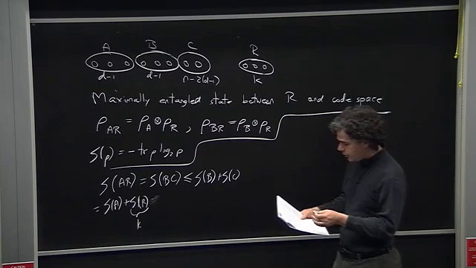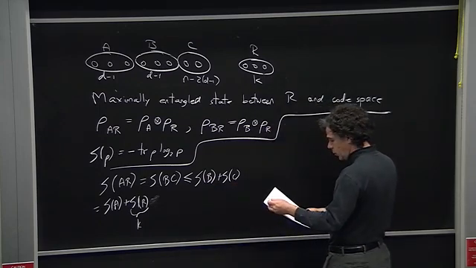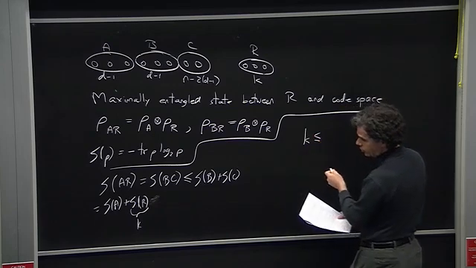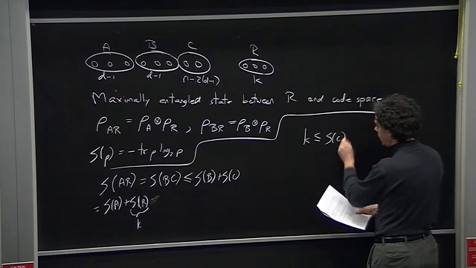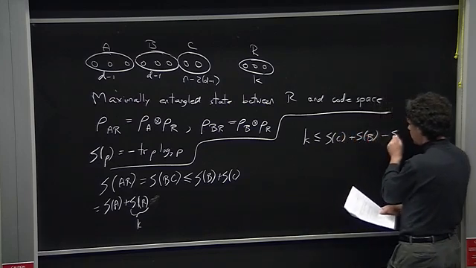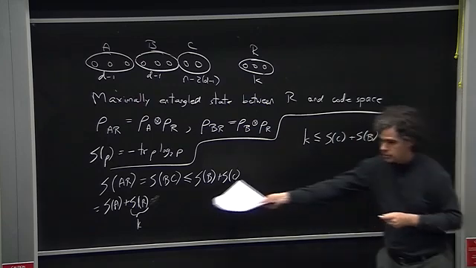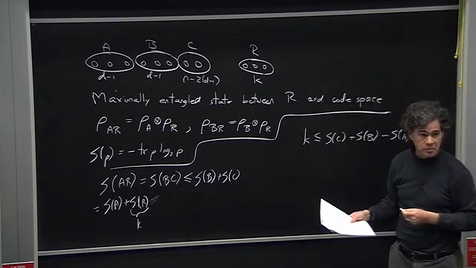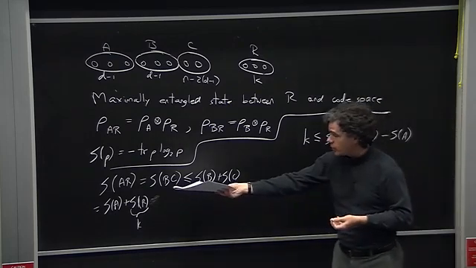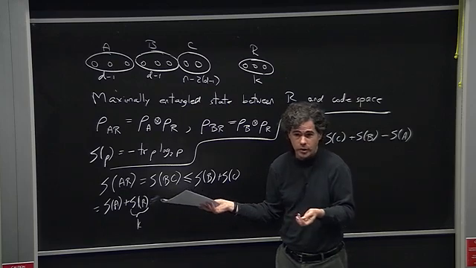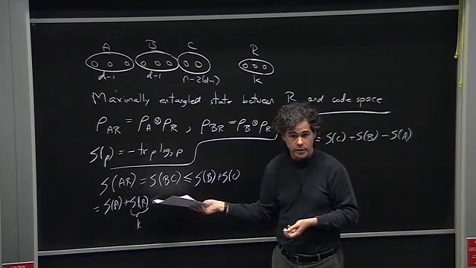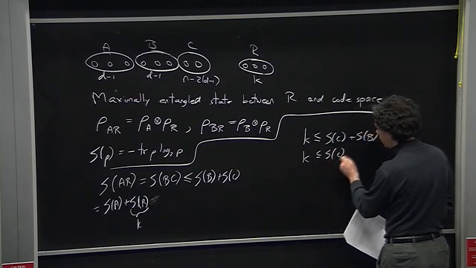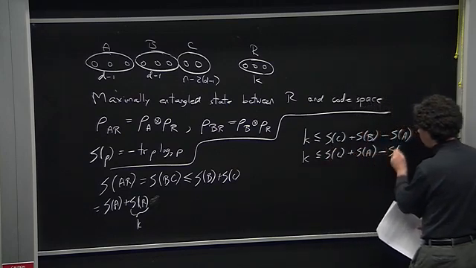Okay, so putting this together, we find that k is less than or equal to S of C plus S of B minus S of A. That's what this inequality has gotten us to. Okay, k being the entropy of R. But of course, this was an analysis for A, but B works just the same way. We could have looked at S of BR instead of S of AR and done the same thing. And then we would get that k is less than or equal to S of C plus S of A minus S of B.